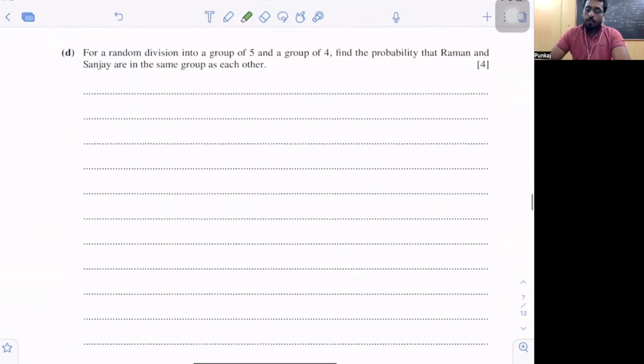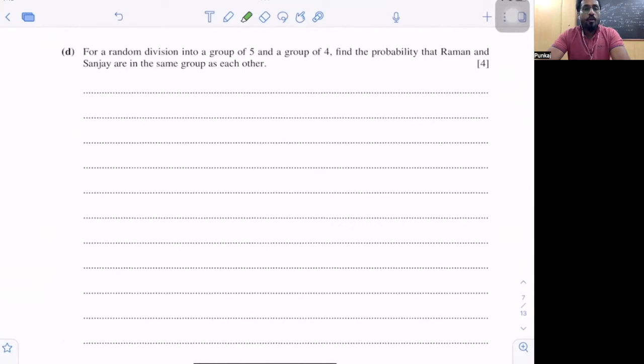Now let's quickly go to part D. For a random division into a group of 5 and a group of 4, find the probability that Raman and Sanjay are in the same group as each other. So try and understand. Either Raman and Sanjay are in the group of 5 or they are in the group of 4. So the question is very tricky over here. Try and understand the things very carefully. So first of all, what are the total number of selections that might happen if you are going to divide into group of 5 and group of 4?